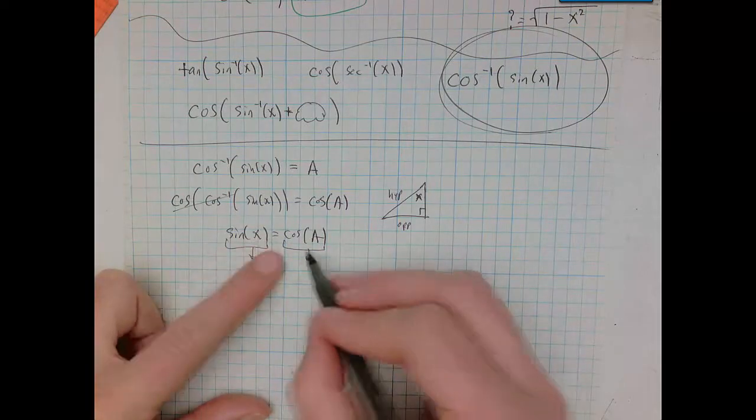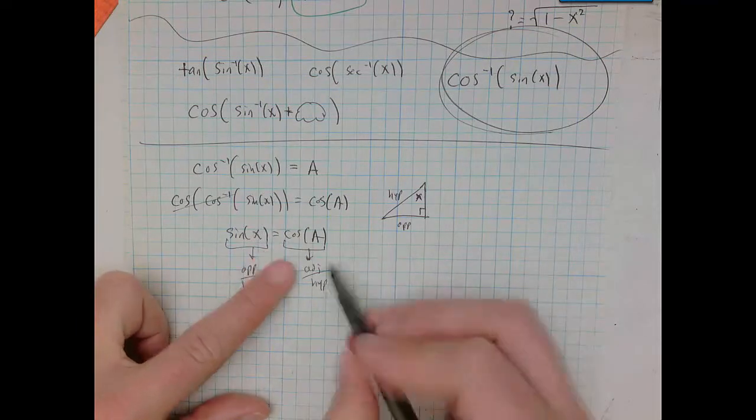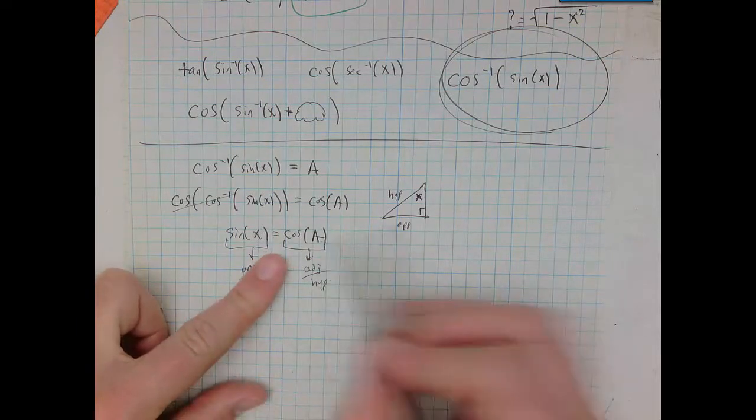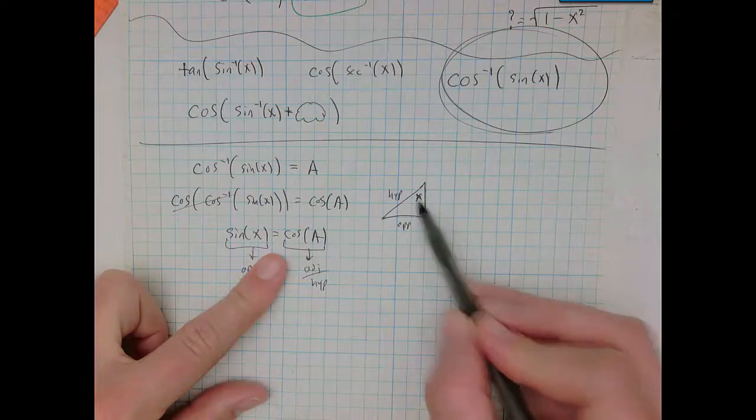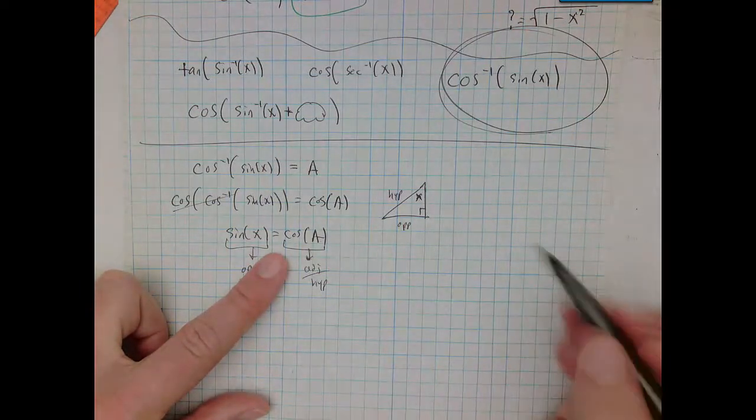Cosine is going to be adjacent over hypotenuse. But remember, it's going to be adjacent to some angle A, so it's not going to be adjacent to this x, unless x equals A. But it seems pretty clear that's not the case.